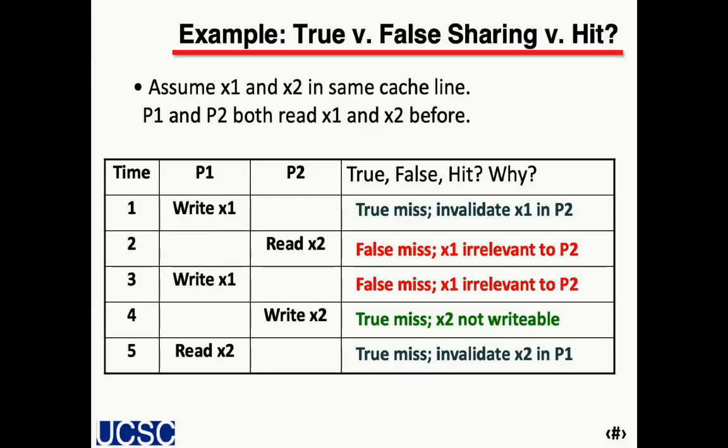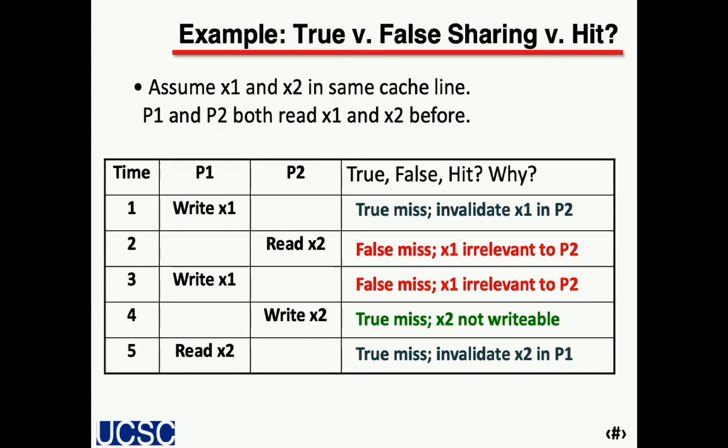I think there's a typo in that last line. It should be P2 that you invalidate X2. Yes, okay, I agree. Let me write that one down. Yeah, that's correct. That should be P2. I agree.